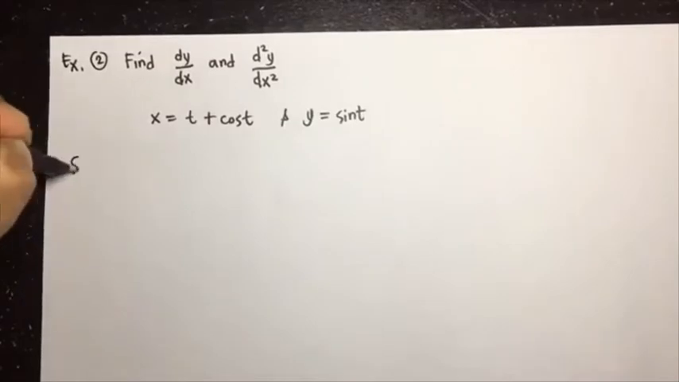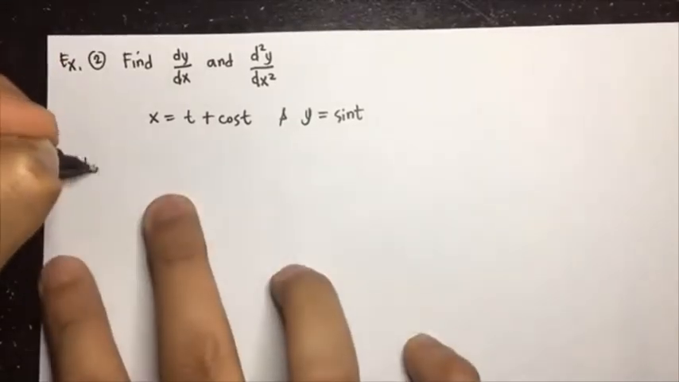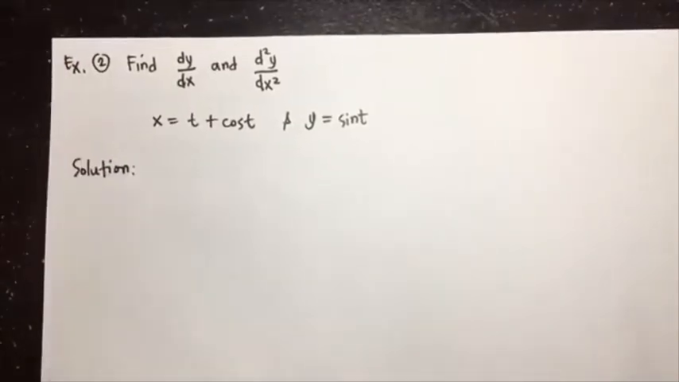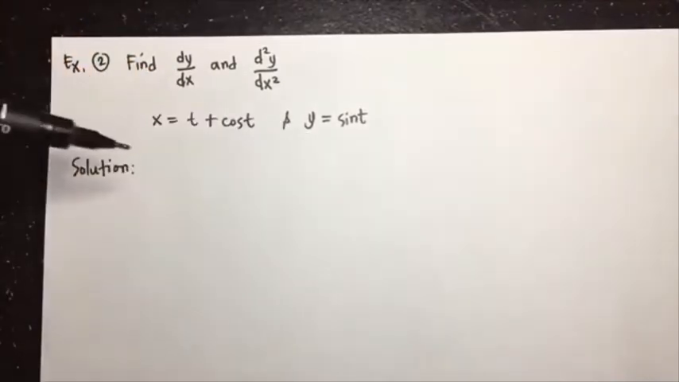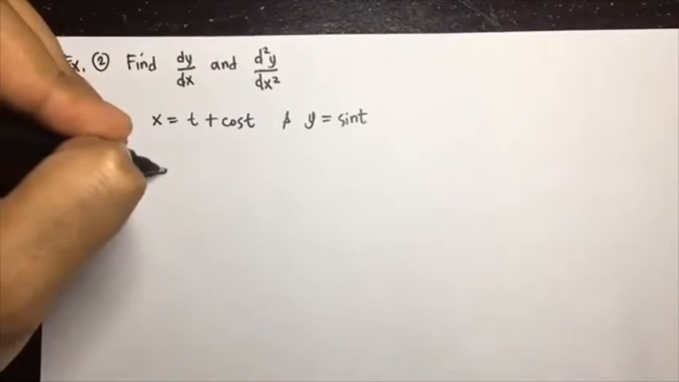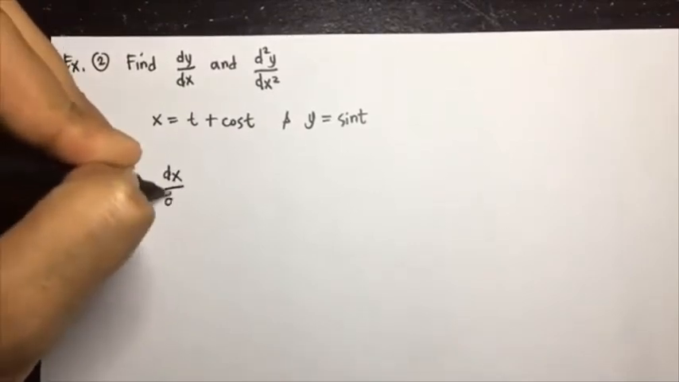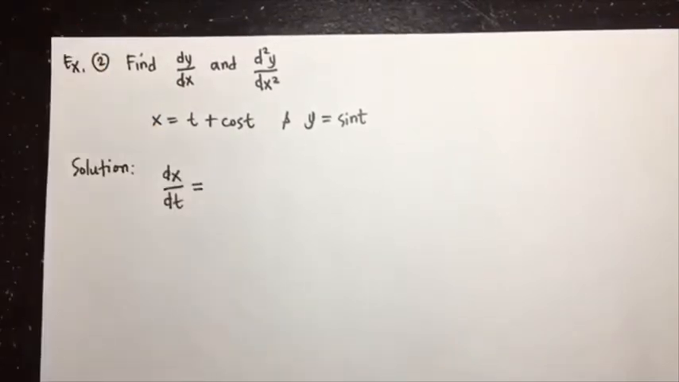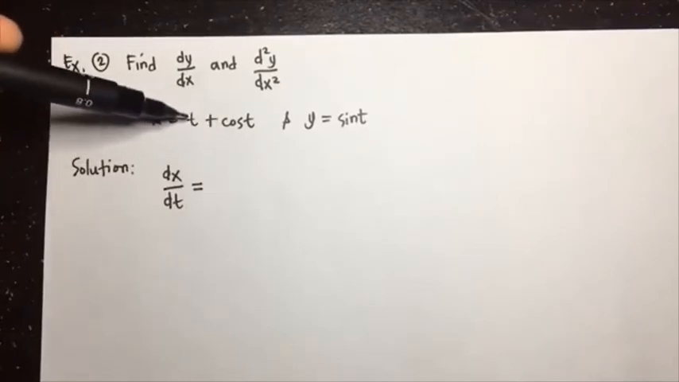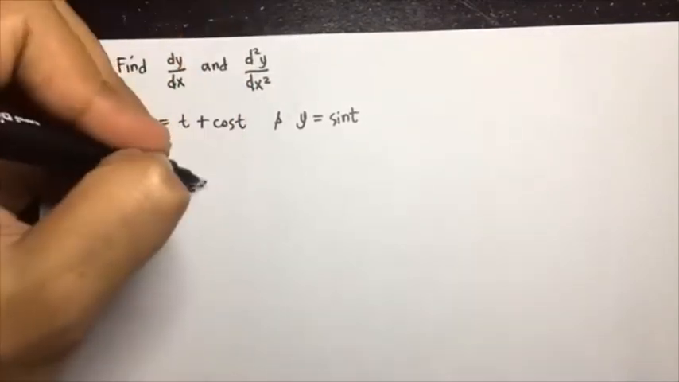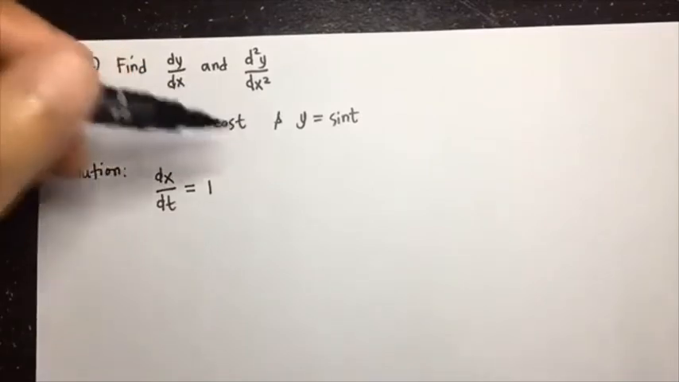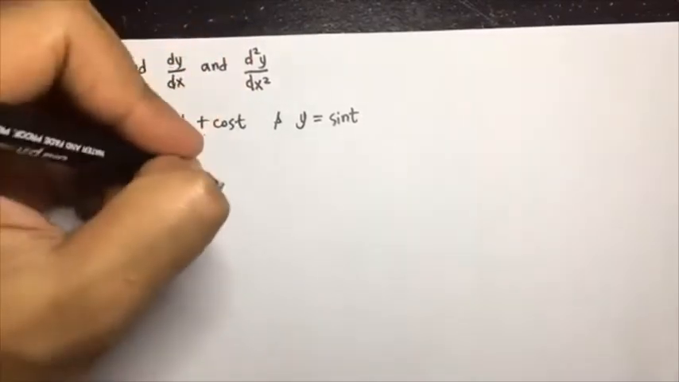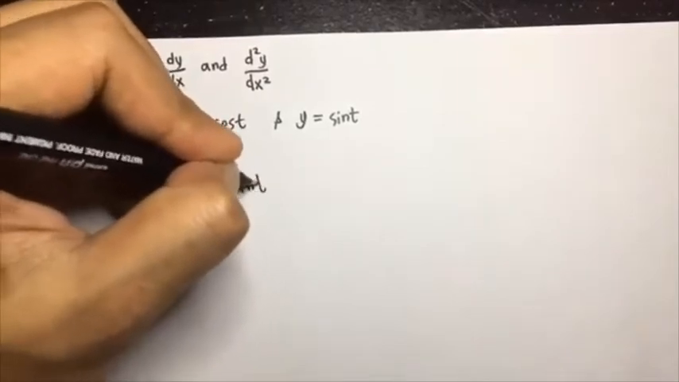So again, for our solution, for the first derivative, we need the derivative of x with respect to t and the derivative of y with respect to t. So dx over dt is equal to, deriving this, the derivative of t with respect to t, that is 1. The derivative of cosine of t is negative sine t, so minus sine of t.